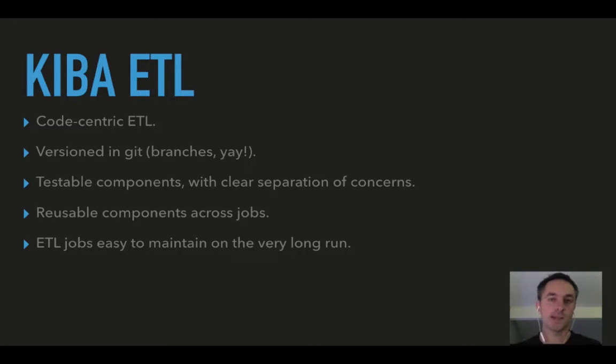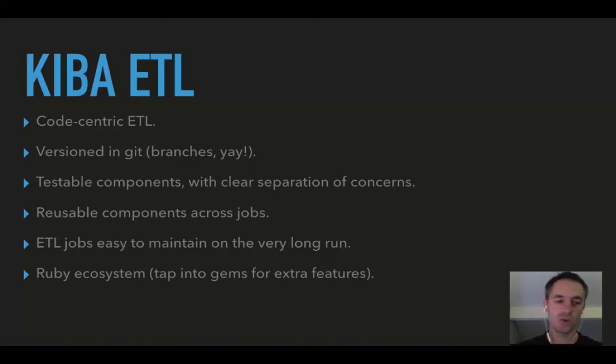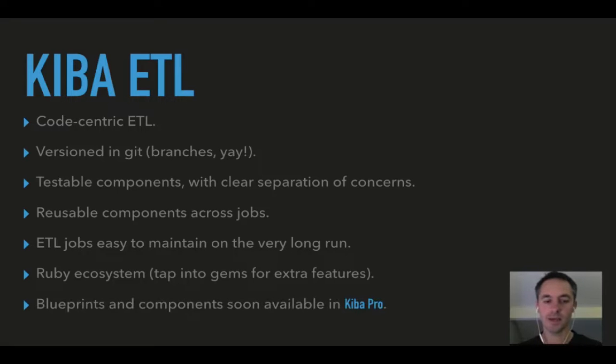Another advantage is that you can tap easily into the Ruby ecosystem and use existing gems for all kinds of features. It can be bank account number format validation, databases of all kinds, HTTP requests, Redis caching, geocoding, etc. There are a lot of features that you can reuse in your ETL, which is pretty nice to have. And finally, I'll soon provide blueprints and specific components like a multi-threaded version in what I call Kiba Pro, which is a pro offering.